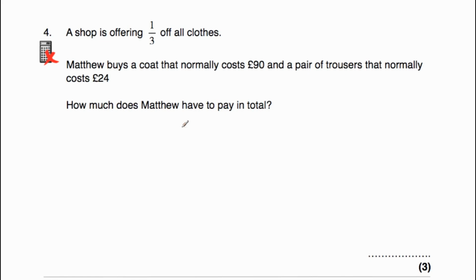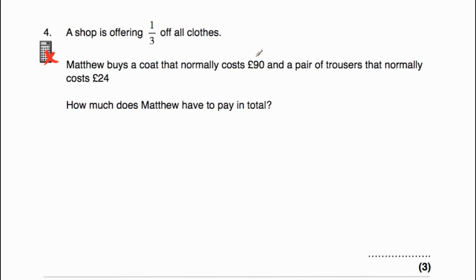Now, there's two different ways I can think of in terms of trying this question. The first approach would be to find the grand total to begin with, so add the £90 and the £24, and then work a third of it out, and then take that away to see how much Matthew would have to pay. So that's one approach.